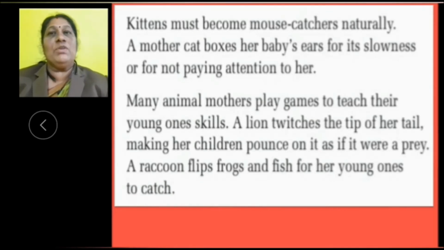Children, some of the mother animals teach their babies by playing games with them. For example, a lion twitches, that means moves the tip of her tail, and makes the baby jump on it as if it were a prey. Similarly, a raven throws frogs and fish into the air to teach its baby to catch them as its prey.